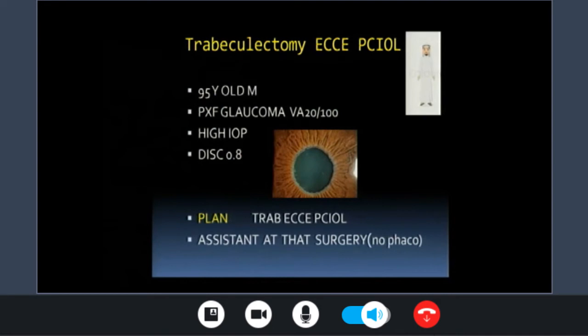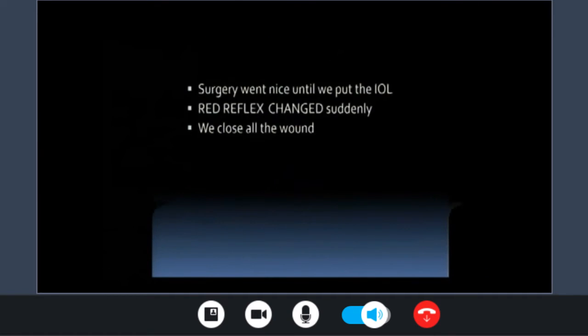The plan at that time was to do a triple procedure. There was no phaco at that time. I was assistant in that surgery. So trabeculectomy, ECCE, and PCIOL were done. Surgery went very nicely until we put in the intraocular lens. Then suddenly the red reflex changed and we closed all the wounds. And we consulted the senior at that time.